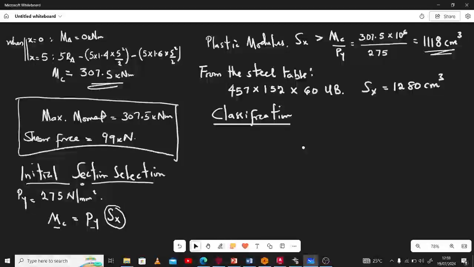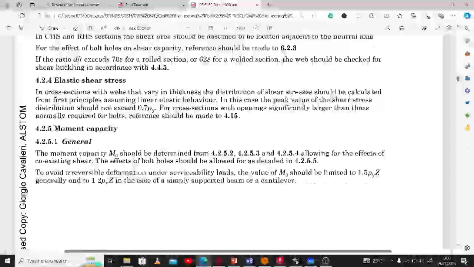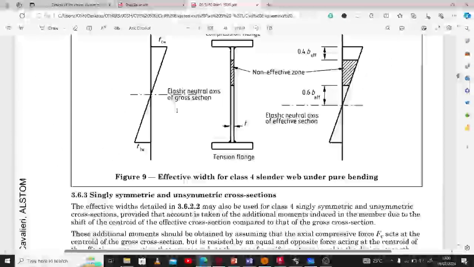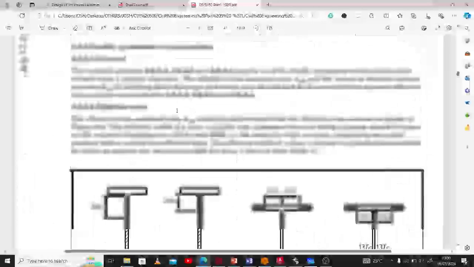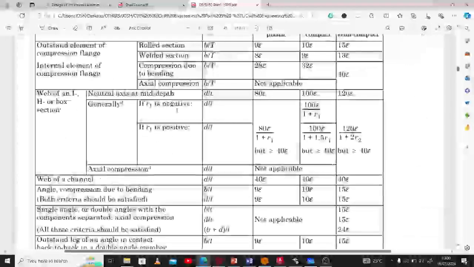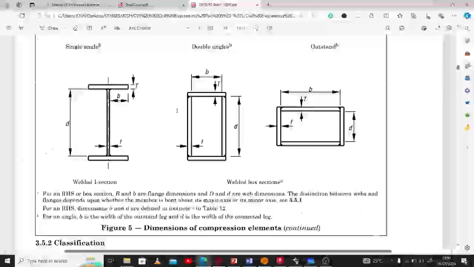Now when you turn to your code of practice, I mean the BS 5950 part 1, 2000 in particular, you find clause 3.5.2. So let's look for the clause 3.5.2. Yes, this talks about classification.